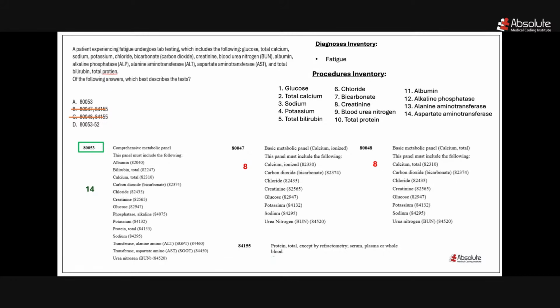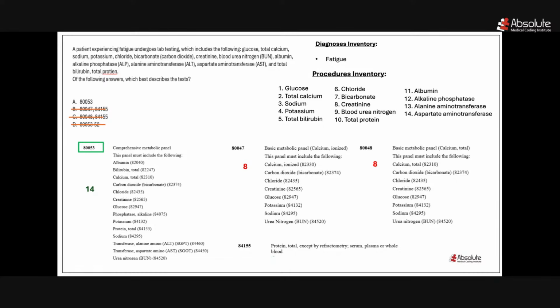Now, since we have the same code, I don't need to go and read all the tests. I have done it prior. So for an exam, you can also verify the tests performed with your procedure inventory. We have 14 tests in the comprehensive metabolic panel, and those 14 tests are listed in the procedure inventory. So you should not report a 52 modifier with the panel code. If any test is missing, then you have to code all the lab tests individually. Never use a 52 modifier here.